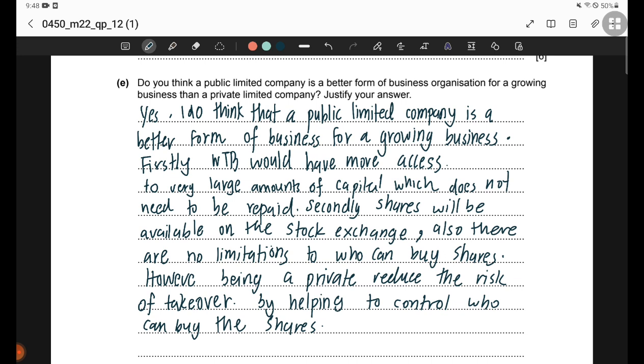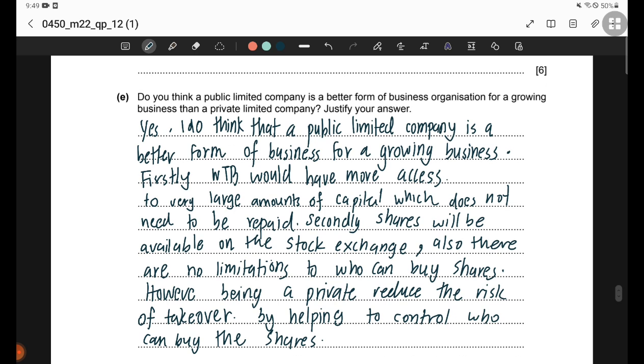Honestly, at this point, it's up to you, the business owner, whether they want to continue public or private. It doesn't really matter as long as your business is still growing. So for this one, I chose yes. So yes, I do think that a public limited company is a better form of business for a growing business. So firstly, it would have more access to very large amounts of capital, which does not need to be repaid.